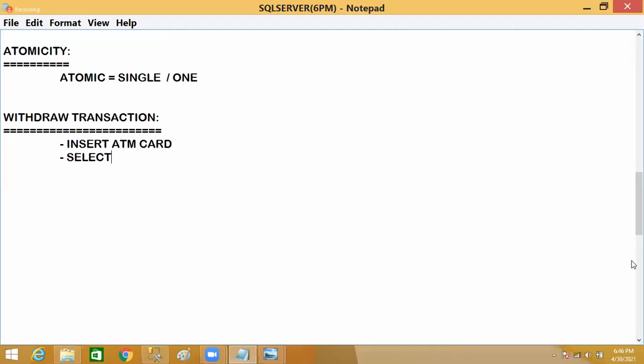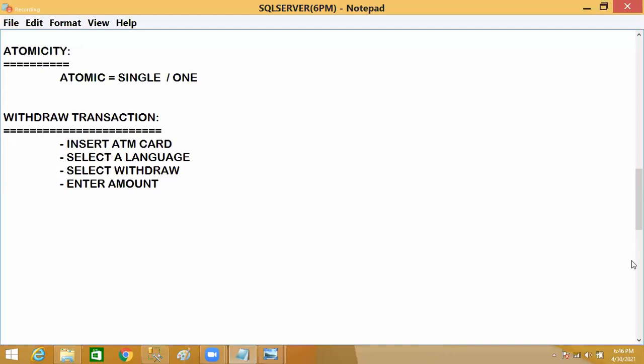After that, we select a language. After selecting the language, we choose what we want to do. For example, a withdraw transaction, so we select the withdraw option. After selecting the withdraw option, you need to enter some amount.